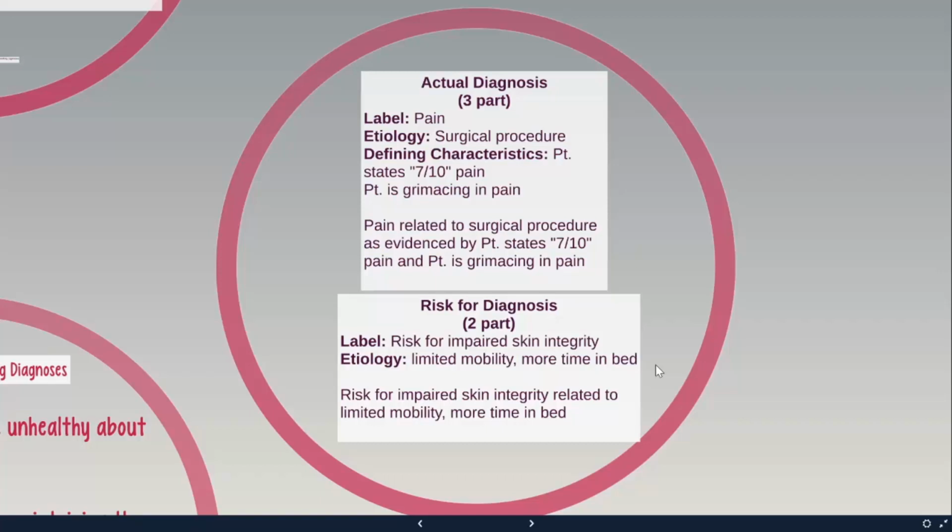Perfect. And then you put it into one statement there at the bottom. Another one, we didn't identify Carla Tompkins as having a risk for impaired skin integrity, but if you wanted to use that one, you would just say risk for impaired skin integrity related to limited mobility and more time in the bed. So that's how you would write a risk for diagnosis. You see that there's not the defining characteristics because she's at risk for it and not having an actual problem.